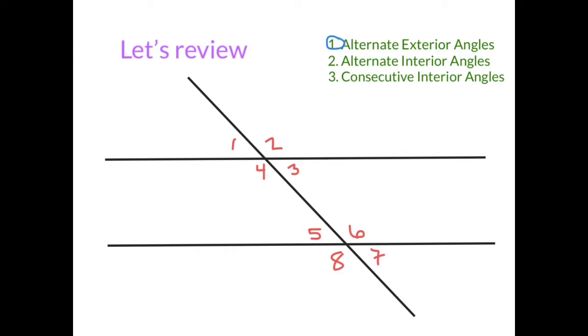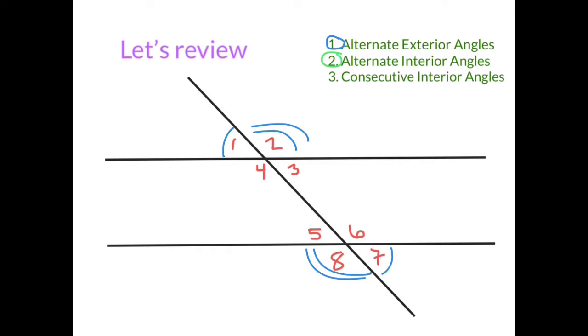Alternate exterior, angle 1 is congruent to angle 7, and angle 2 is congruent to angle 8. Remember, we talked about using these tick marks or a certain number of these arcs for recognizing or labeling congruent angles. So now I have the colors, but then I'm also going to be using those number of arches.